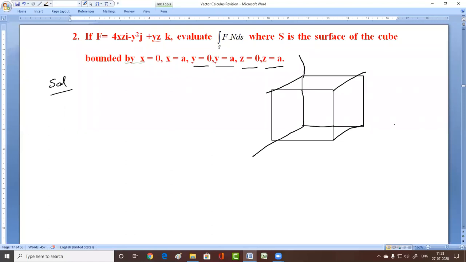This is x-axis, this is y-axis, and z-axis. So edges are O, A, B, C. This edge, I will take P, Q, R, S.